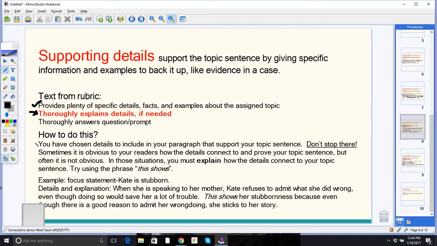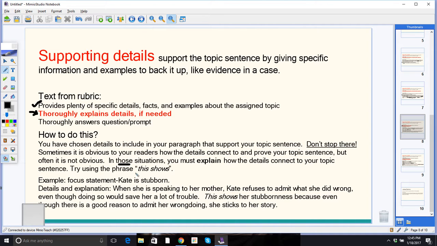But don't stop there. Sometimes it is obvious to your readers how the details connect to and prove your topic sentence, but often it is not obvious. And the trick is that you need to know whether it's obvious or not. If you're not sure, I would say the best way to go about this is to assume it's not obvious. In those situations where it's not obvious to your reader how your details connect to your topic sentence, you must explain how the details connect to your topic sentence.